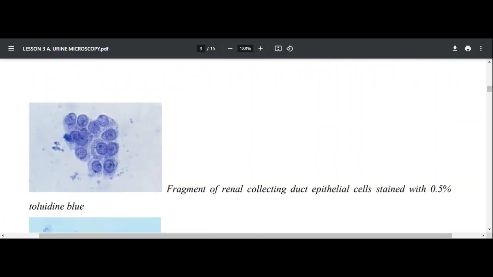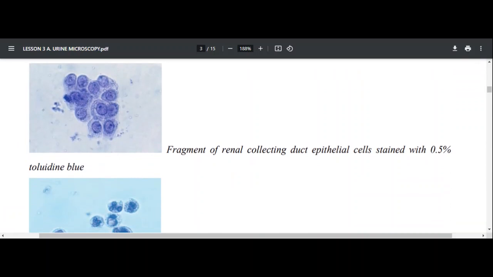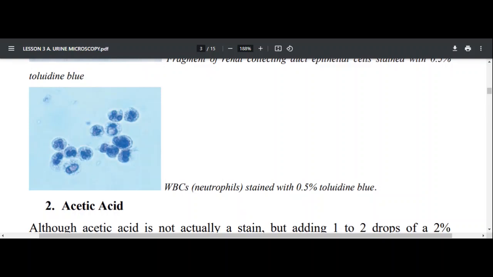So for example, as you can see in this one, you can distinguish these renal collecting duct cells by their internal structures: nucleated cells with round nuclei, and the cytoplasm is sometimes not as granulated as what you see in white blood cells. For example, with these leukocytes, neutrophils, with the toluidine blue stain, you can see the internal lobulated nucleus using the SEDI stain or toluidine blue stain. If you don't use the stain, it can be very difficult to distinguish WBC from renal tubular cells.